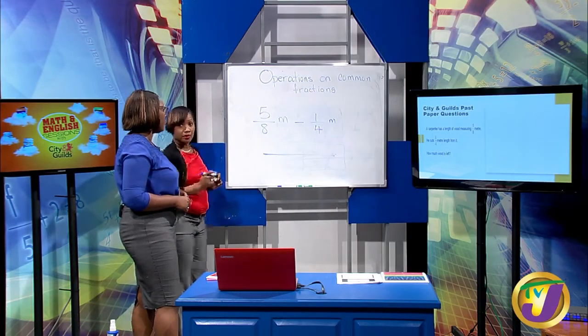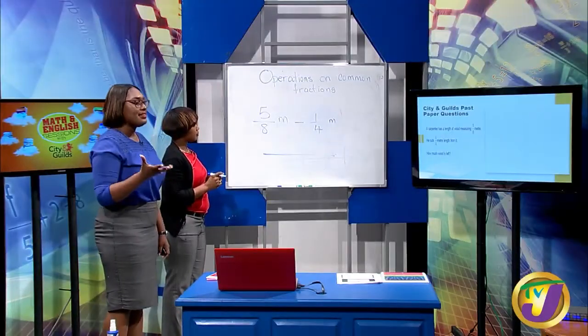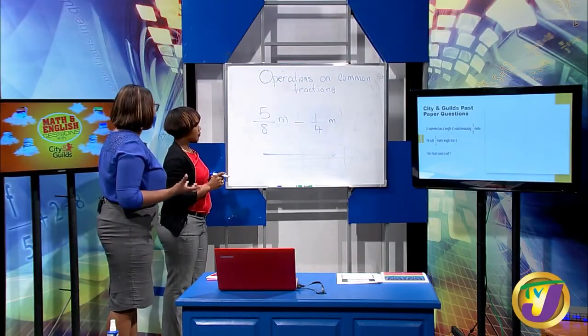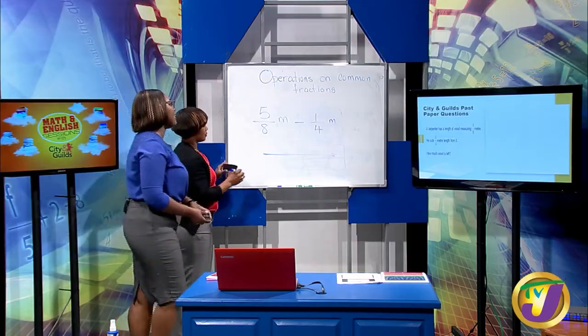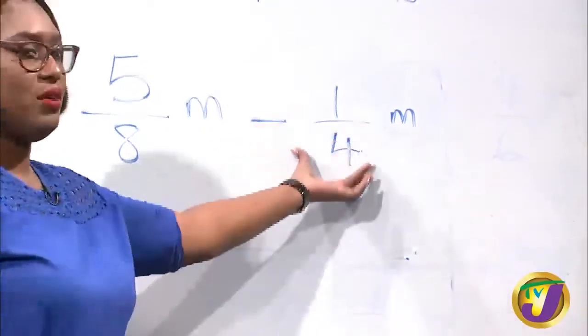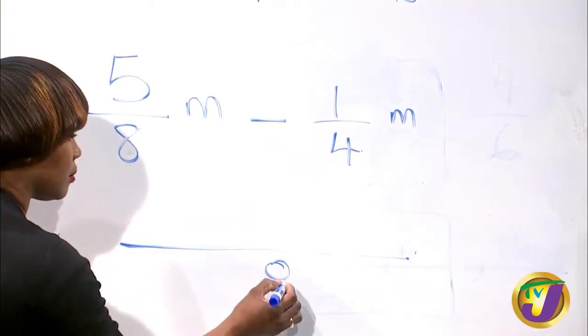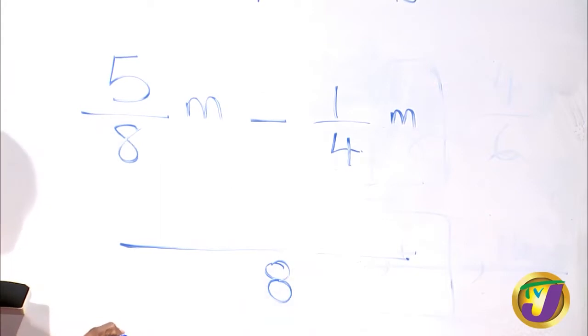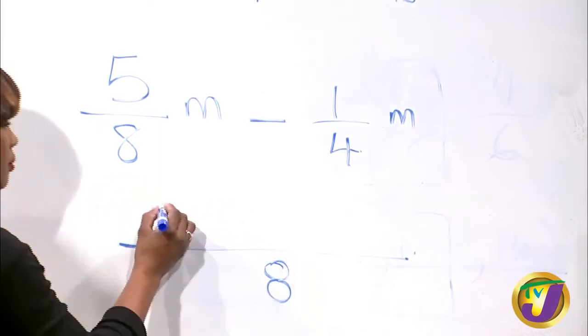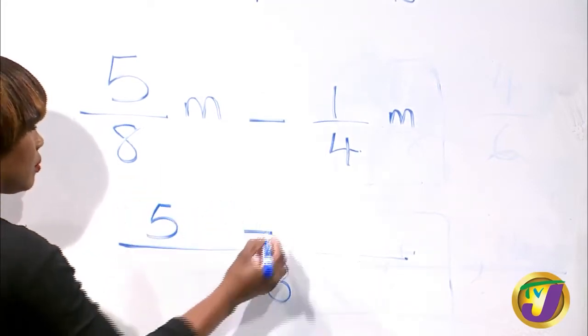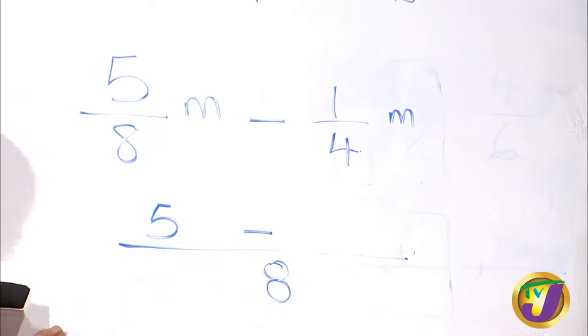Want to take this one? Okay, so our whole in this case is divided into 8s. So we want to create an equivalent fraction of a 1/4. We want to rewrite it as 8s. So our denominator in this case is going to be 8. Okay, so we have 5/8 to start off with, and we're now going to be subtracting a 1/4 meter from my 8s.